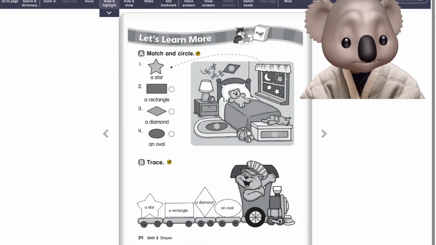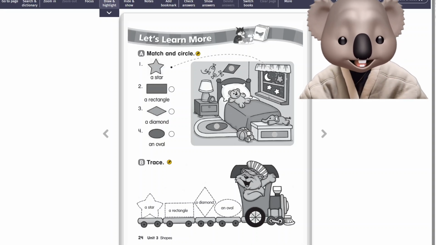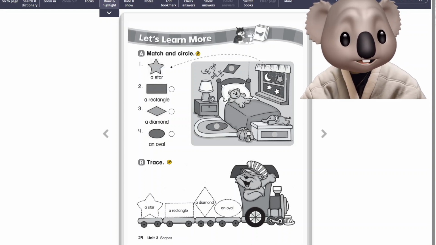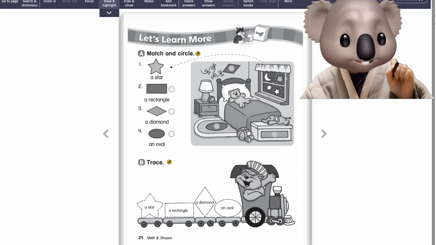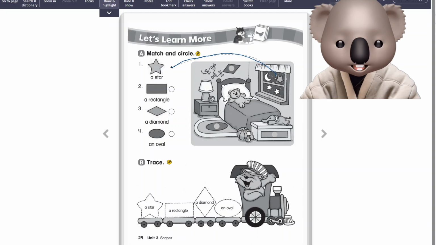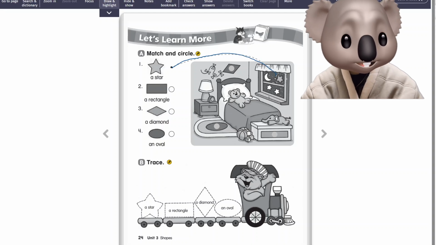On page 24, we're going to match and circle. In number 1, we need to match the picture of a star. When we find it, we need to circle it. For example, we will match and circle the star.